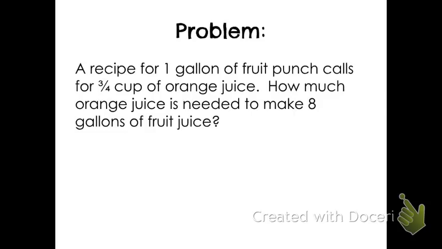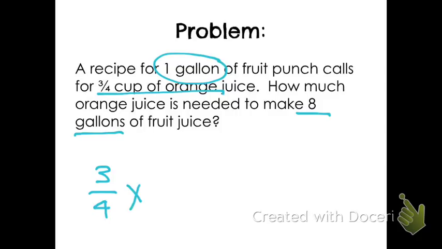So for this one, what's really important is for us to not get hung up on the measurements. So I start with recognizing that it says 1 gallon calls for 3/4 of a cup of orange juice. So I would take my 3/4 because it's asking me how many cups of orange juice would be needed in order to make 8 gallons. Well, if I know that 3/4 is all I need for one, I could multiply to figure out how much orange juice would be needed for 8 gallons.